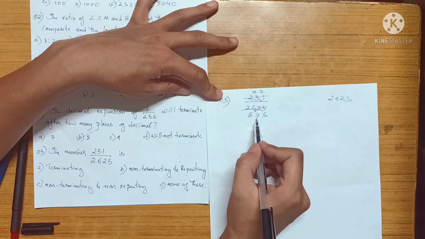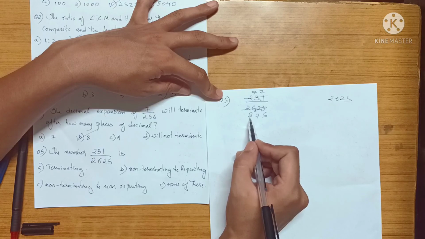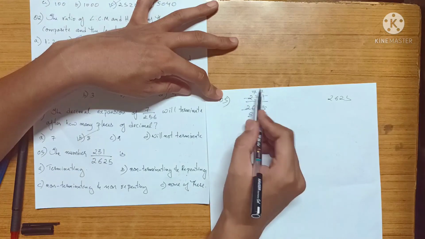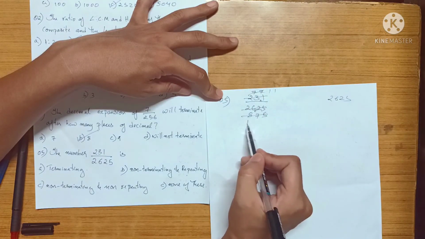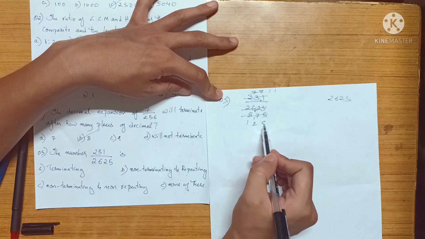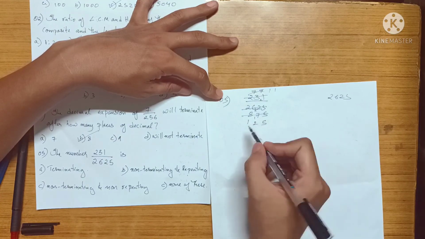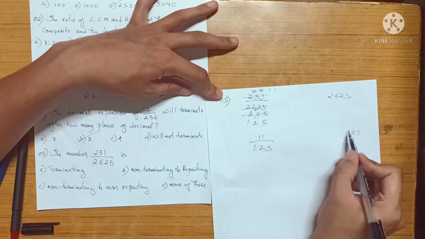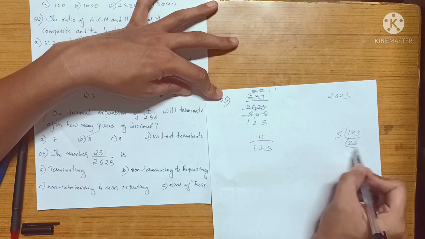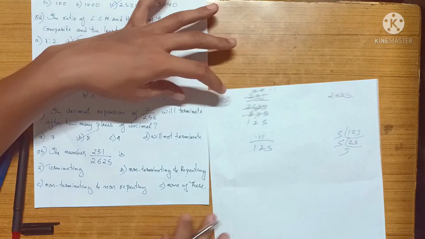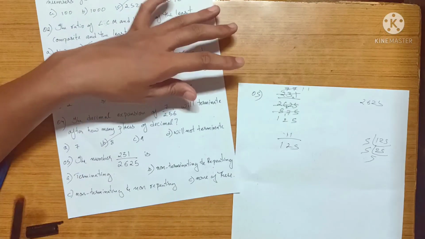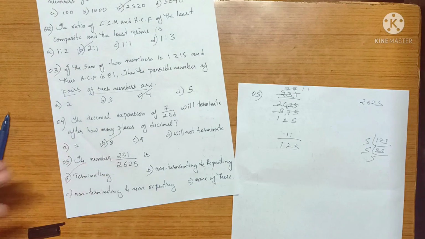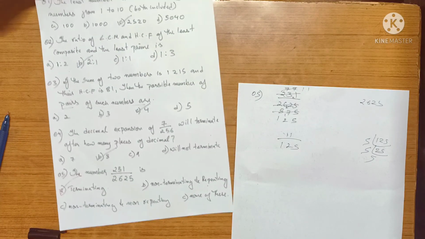Seven. Another 14. Yes. So 1, 7, 1, 7, 14, 5, 5. Okay. That made our job way easier. 2, 5 will be 5 to the power. So it will terminate. So terminating. The correct answer. Okay. That's it.